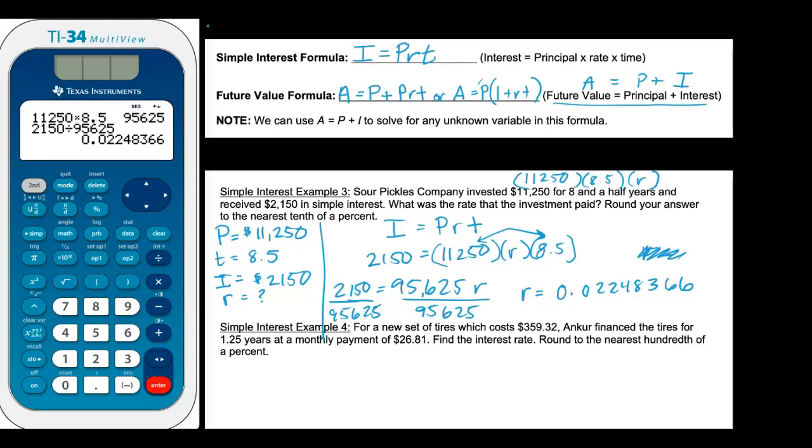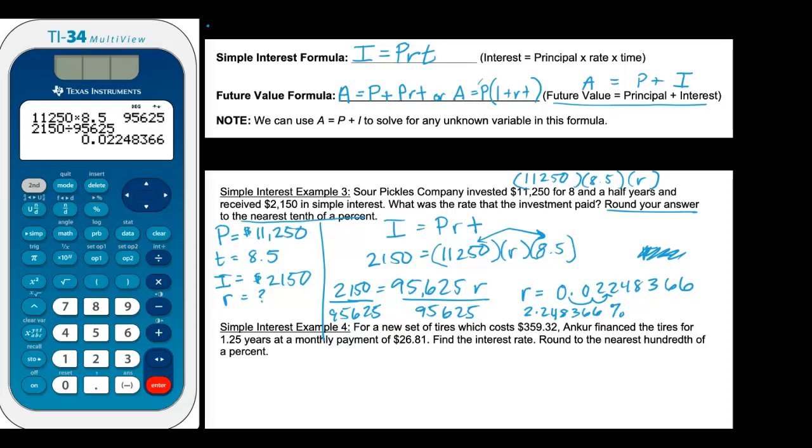What we want to make sure we do for these kinds of problems is, before we round, and notice I don't think I read this part yet, round your answer to the nearest 1/10%. Before we round, we want to convert this to a percentage. So I'm going to take this decimal and move it 2 spots to the right. This finds the percent. So the percent is going to be 2.248366, and that's the percentage.